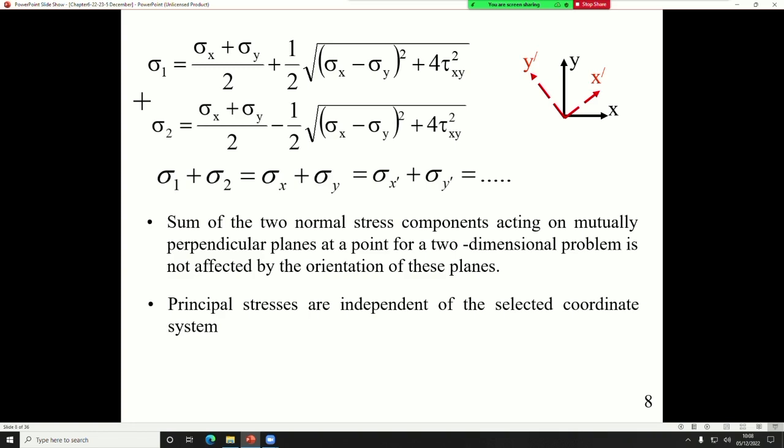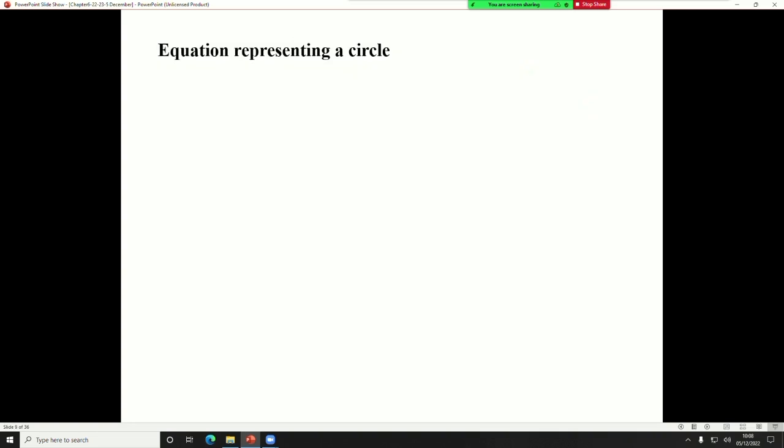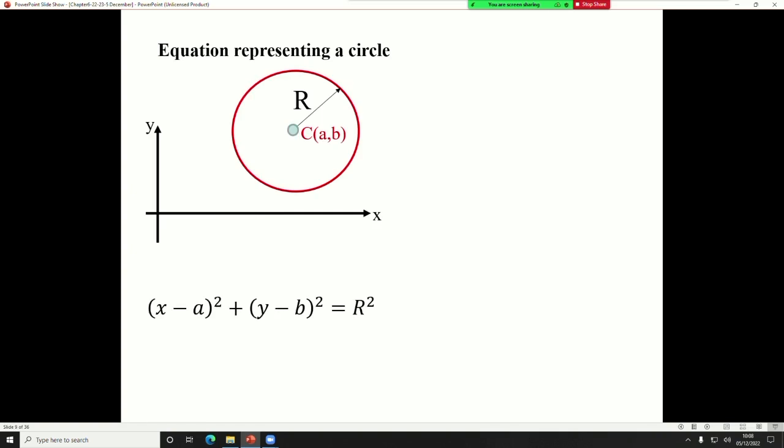So before I move on to the next slide, this is something you already know. You need this knowledge for understanding the Mohr diagram. This is something you learn, I believe, maybe in A-level or before that, and that's the equation representing a circle. So if you've got a circle in the XY coordinate system, this equation represents any point on the circle, not inside it, not outside it. A and B are the coordinates of the center of the circle, and the coordinates of any point on the circle satisfy this equation, where R is the radius of the circle. This is common knowledge, you already know it.